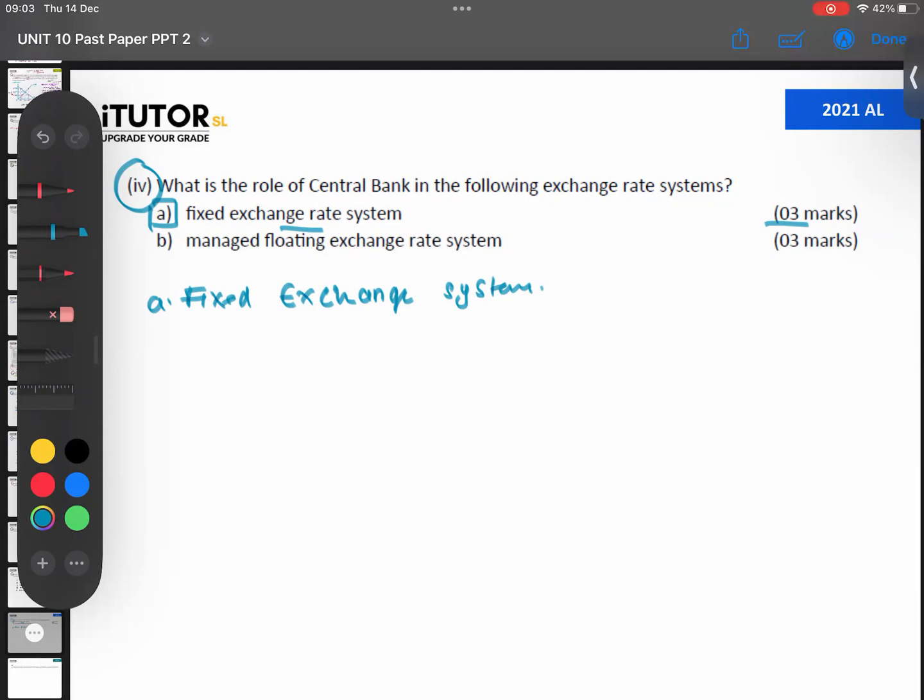So in a fixed exchange rate system, the exchange rate is kept fixed at a certain level. And then what happens? So start off your answer by saying the exchange rate will be fixed. And then how do they maintain it at that level? That's what you have to explain here. Role of the central bank.